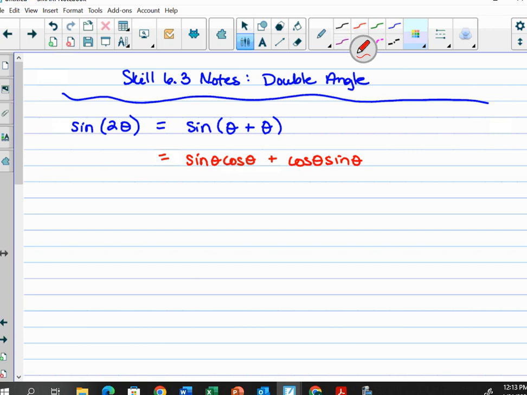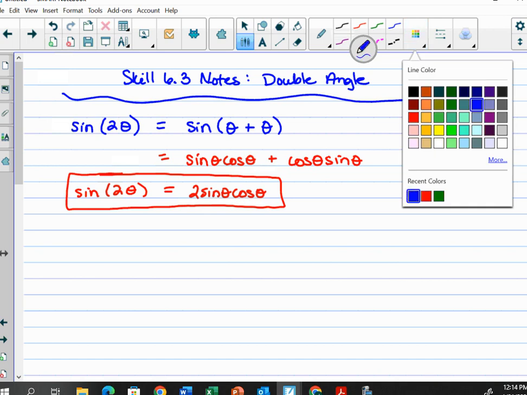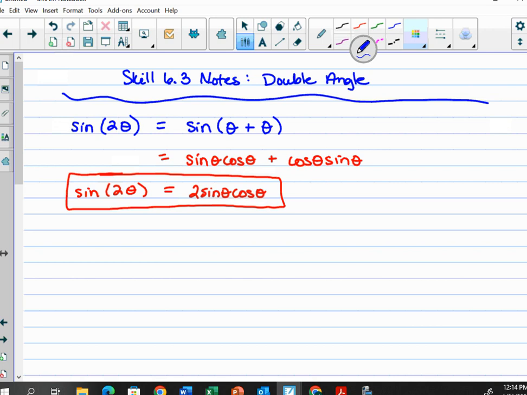All right, sine theta, cosine theta, sine theta. Do you guys see that those are the same? How many of them do I have? 2. So this is 2 sine theta cosine theta. That is your sine of 2 theta formula. I'm just showing you where these come from by doing the sum formula with it, okay? What's in the box is what you need to know.